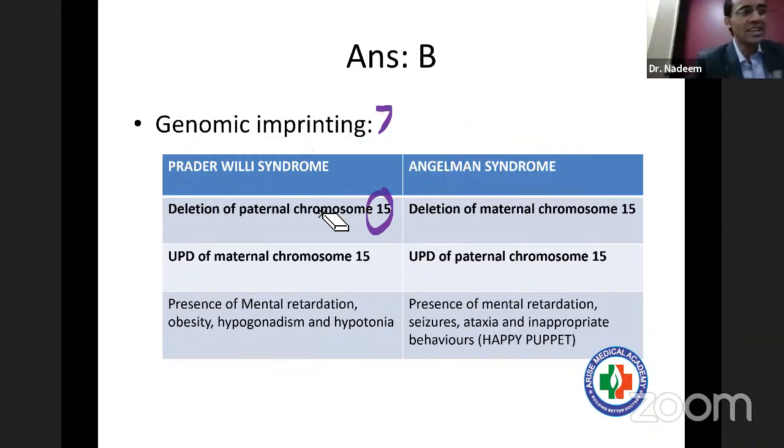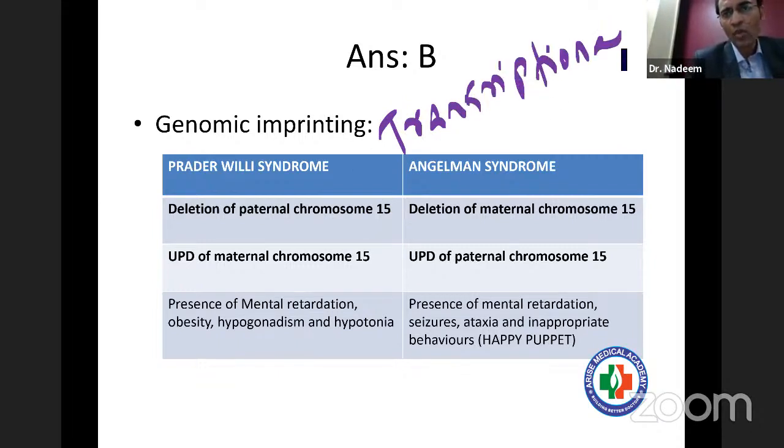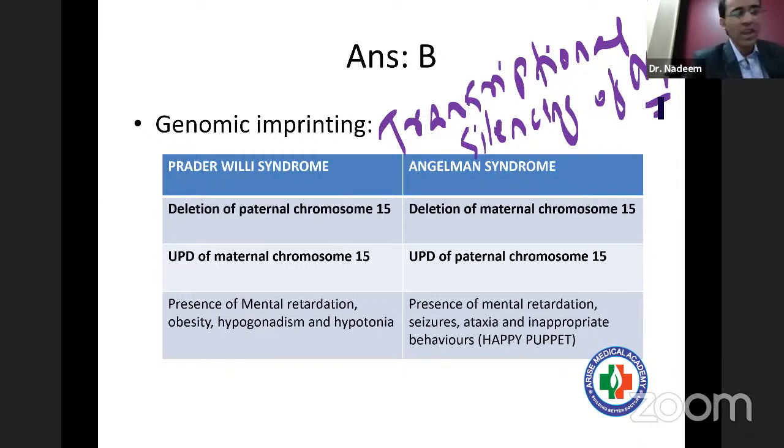So I can say that whenever there is transcriptional silencing of the maternal allele, this is called maternal imprinting. Whenever there is transcriptional silencing of the paternal allele, I will say this is paternal imprinting. Easy to understand. So please understand that.